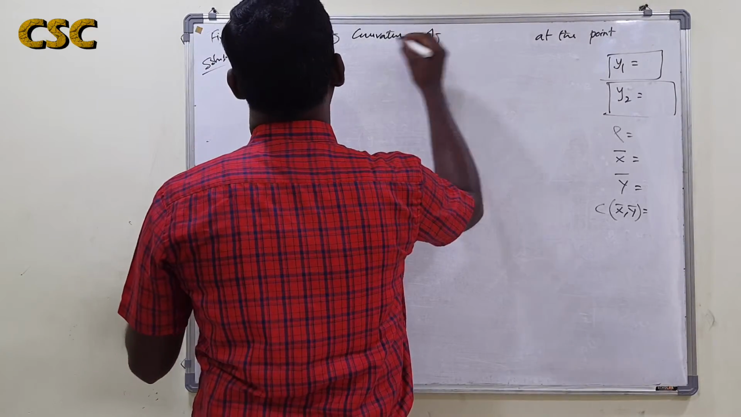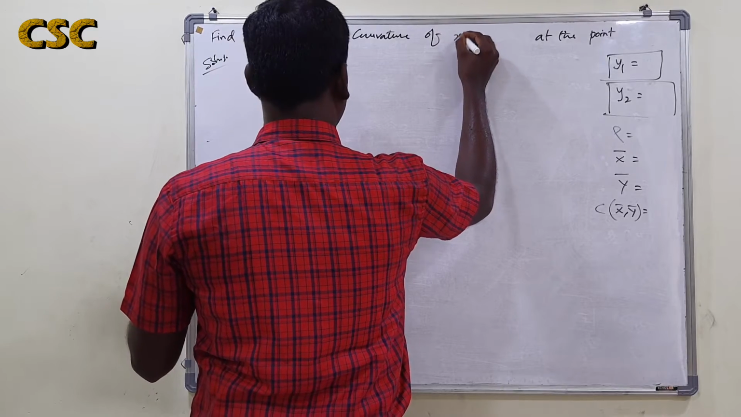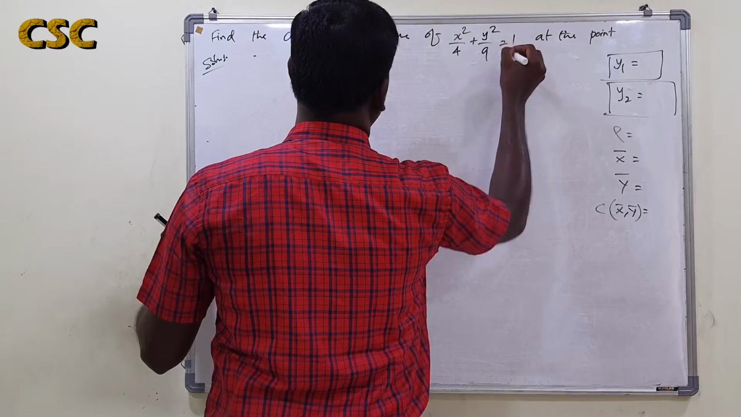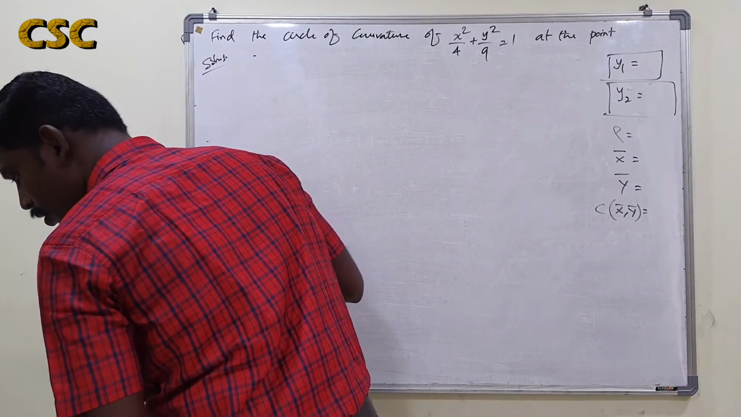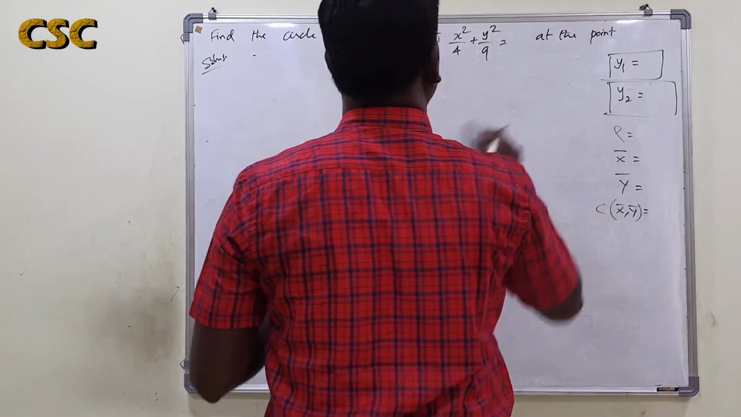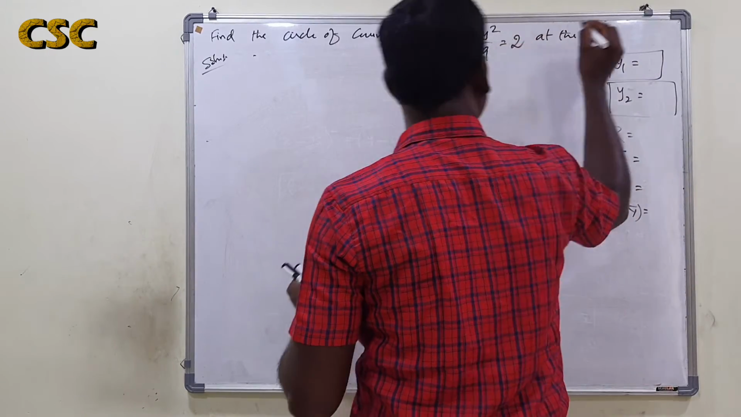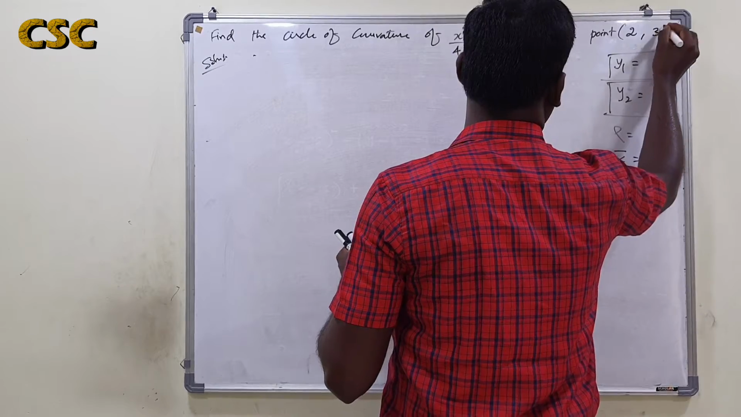Find the circle of curvature of x square by 4 plus y square by 9 equal to 2 at the point (2, 3).